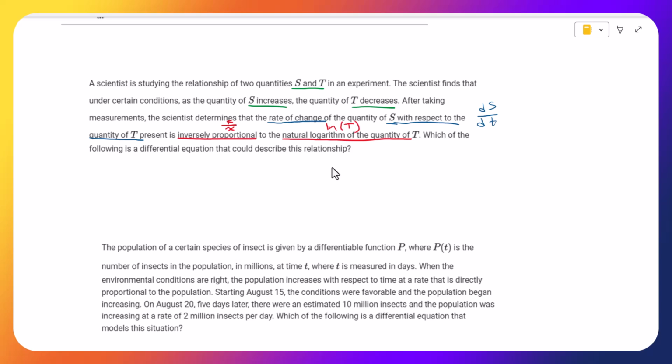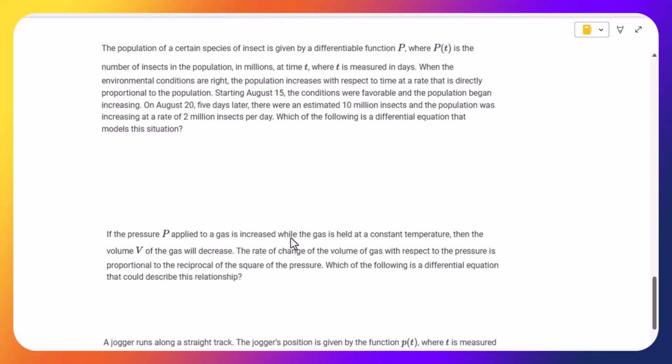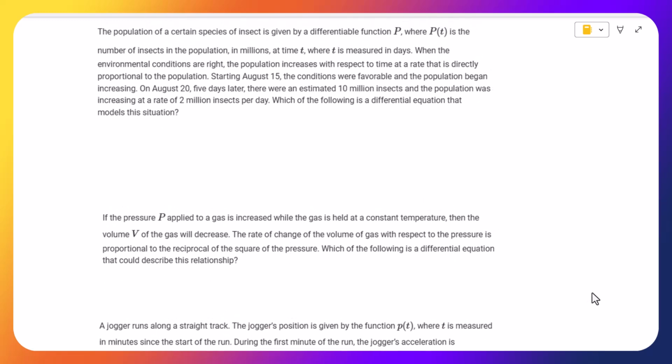So what is this going to end up being? It's going to be ds over dt equals, we're inversely proportional, so we're going to have our constant of proportionality on our numerator, over the natural logarithm of the quantity of t. So our denominator is going to be this ln of t. And there's our equation. Okay, next one. Go ahead and try it on your own. When I come back, I'll talk through it kind of quickly.